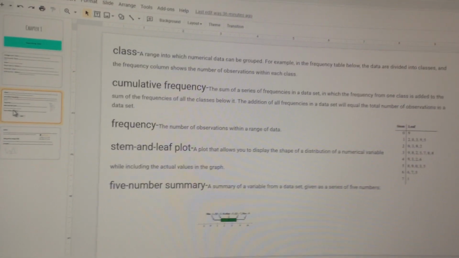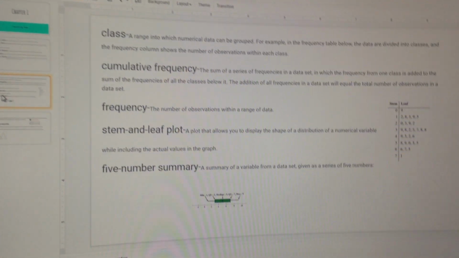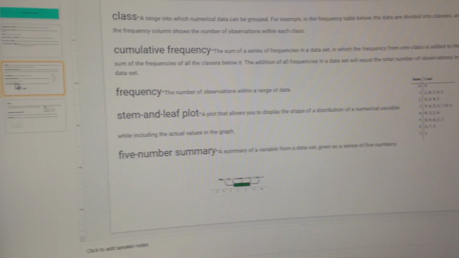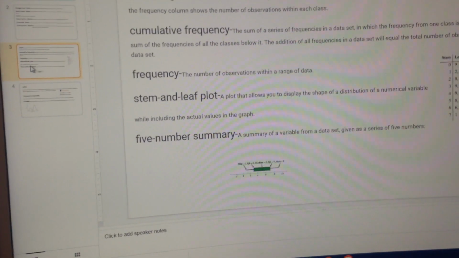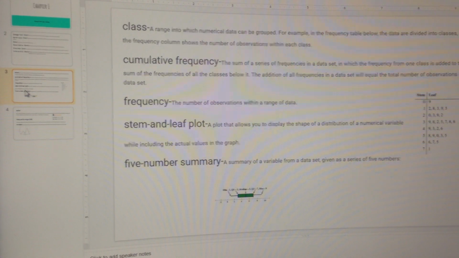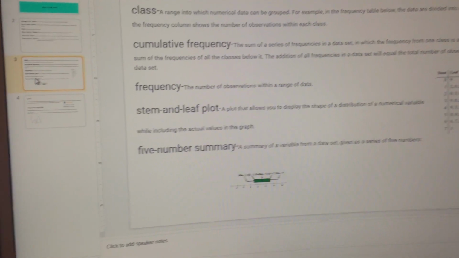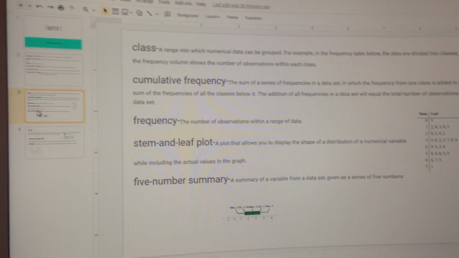And then a class, which can be used in frequency charts and histograms, is a range in which numerical data can be grouped, and the class bands and frequencies also often change. Cumulative frequency is the sum of a series of frequencies in a data set, in which the frequency from one class is added to the sum of frequencies of all classes below it. And the frequency is just the number of observations within a range of data. So like if the number 1 appeared 5 times, the frequency would be 5.